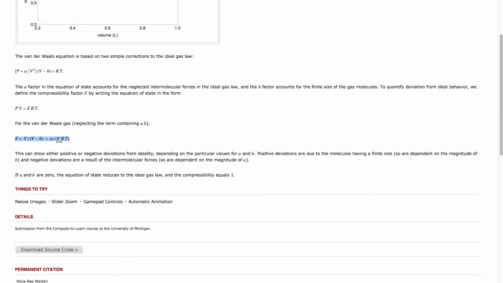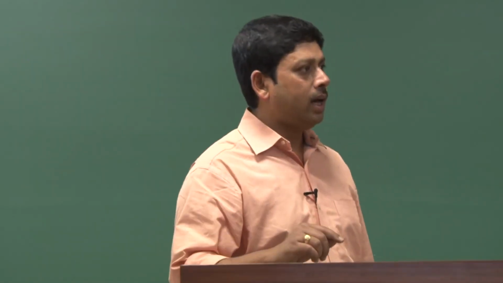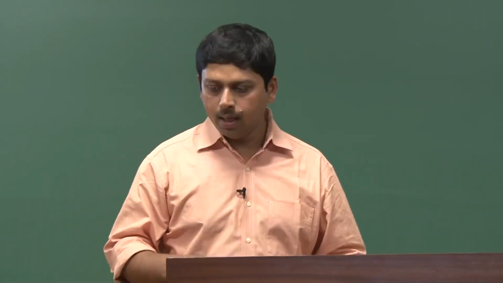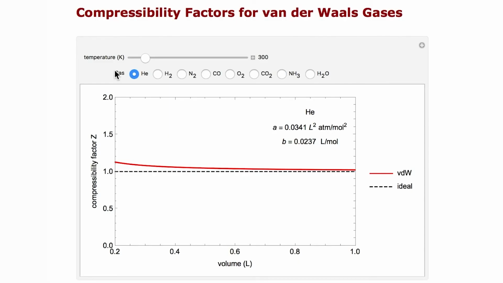Do you see this quantity, V by V minus B, minus A by V RT? What they do is just plot the value of Z and vary V. You can plot the whole right hand side quantity. You do not have to really separate it out, right? You can put the value of V as 1 and 2 and things like that, and just calculate the corresponding Z value. When you do that, you get this expression which is shown in red color.